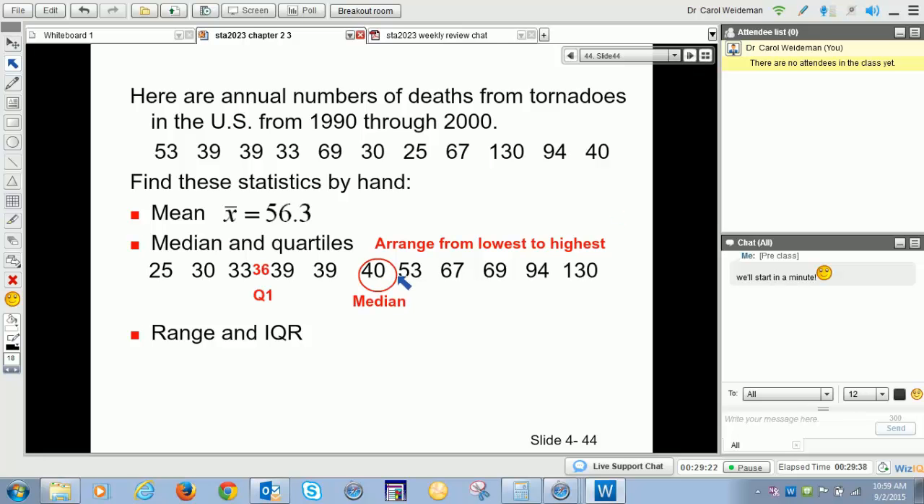So Q1 is going to fall between 3 and 4. In this case, 36. And over here, Q3 is going to fall between 67 and 68. And so your range now is going to be 130 minus 25, or 105. And your interquartile range is going to be 68 minus 36, or 32.